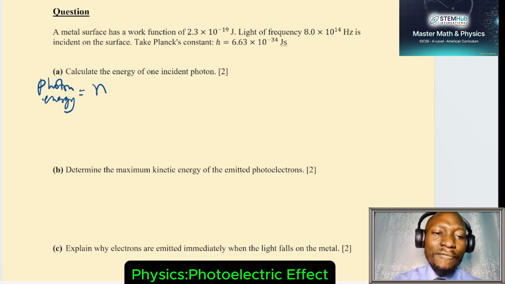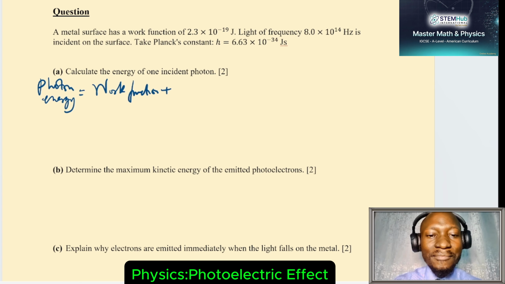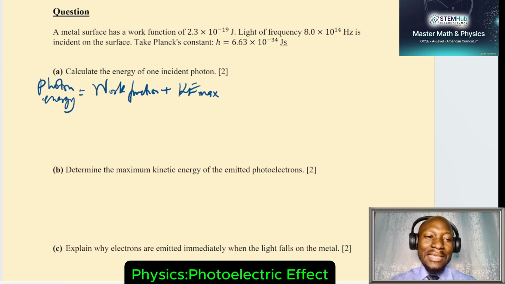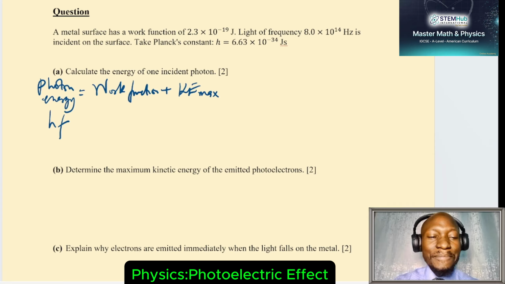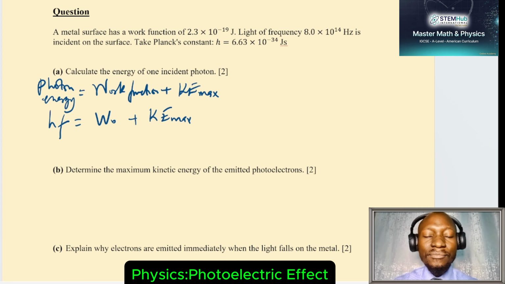is equal to the work function of the metal plus the maximum kinetic energy of the photoelectrons. We can replace the photon energy by hf, in which h is the Planck's constant and f is the frequency of the incident radiation, plus the work function, and then we have the kinetic energy. Now, the question asks us to calculate the energy of one incident photon.